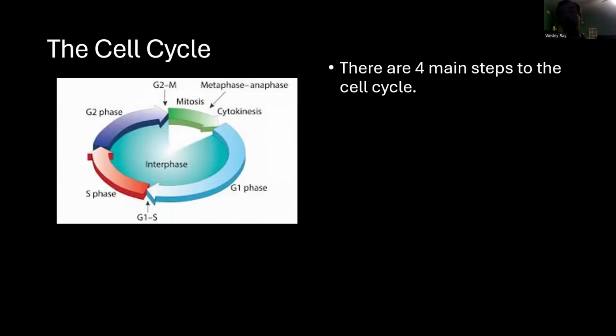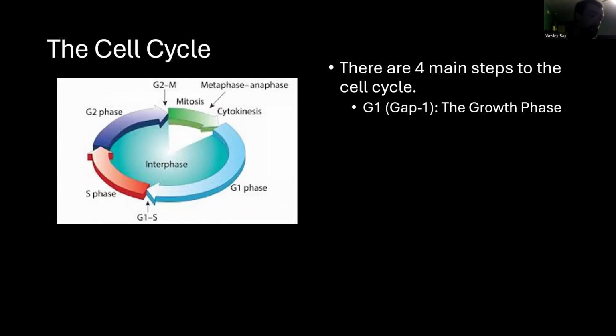We're going to begin with the cell cycle. You have a diagram here of the cell cycle, a fairly simple one. There are 4 main steps that we've all been taught to the cell cycle. I'm listing them in order. The first one is the G1 phase, also called the GAP1 phase. This phase is dedicated to the cell essentially putting on weight.